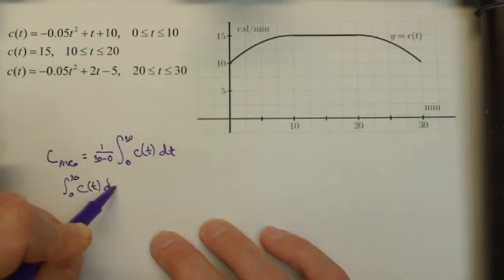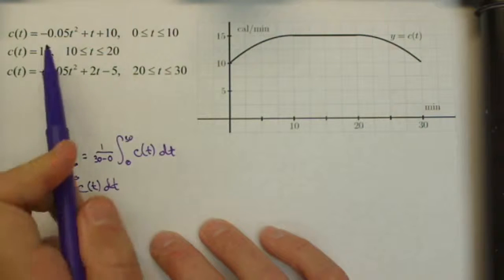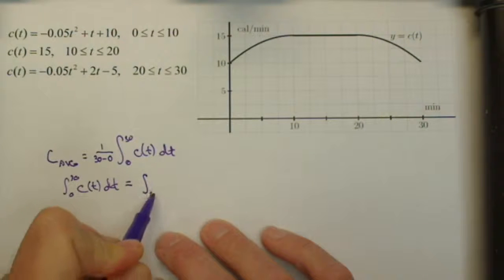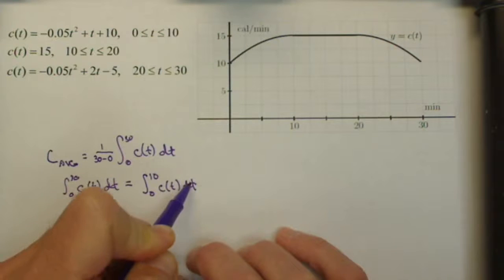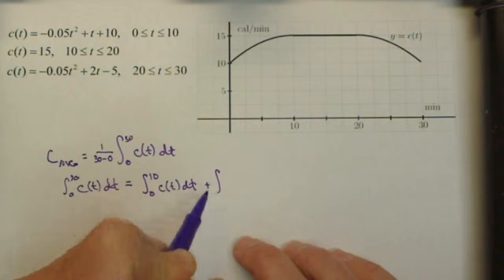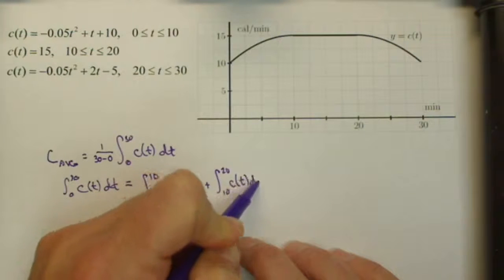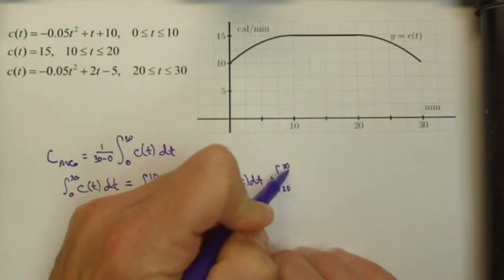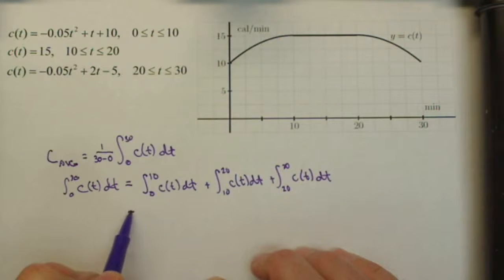So this is little c of t dt. Now here's the thing we've got to be careful about. This c of t is defined differently for different intervals. So we're going to have 0 to 10 of c of t dt. We're going to have a different calculation from 10 to 20 of c of t dt. And finally, a different one on 20 to 30 of c of t dt. Now, in part A, we calculated this, so this is already done.